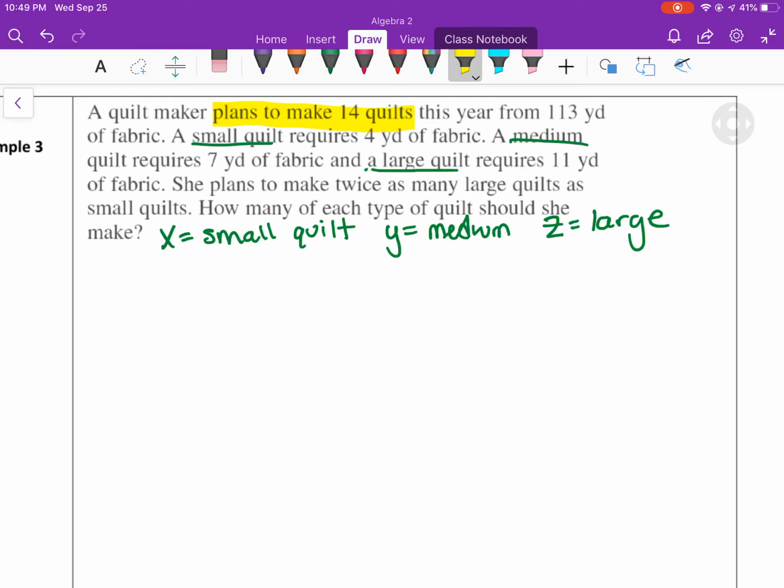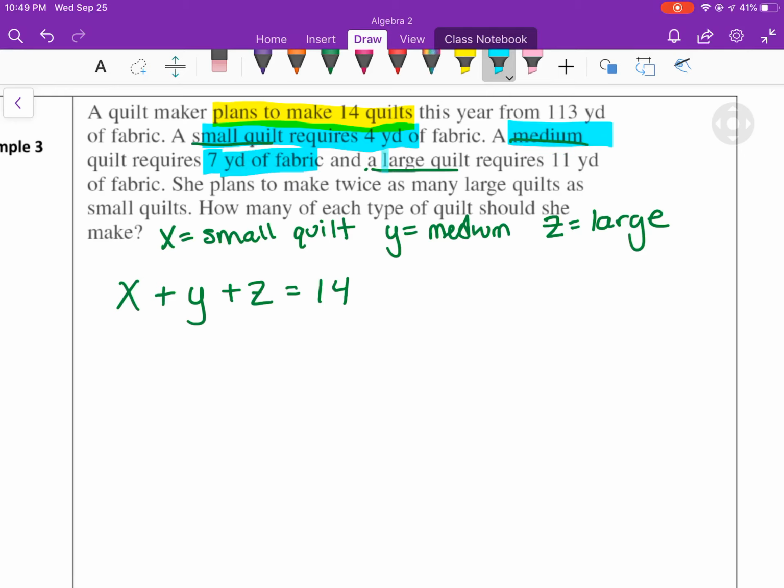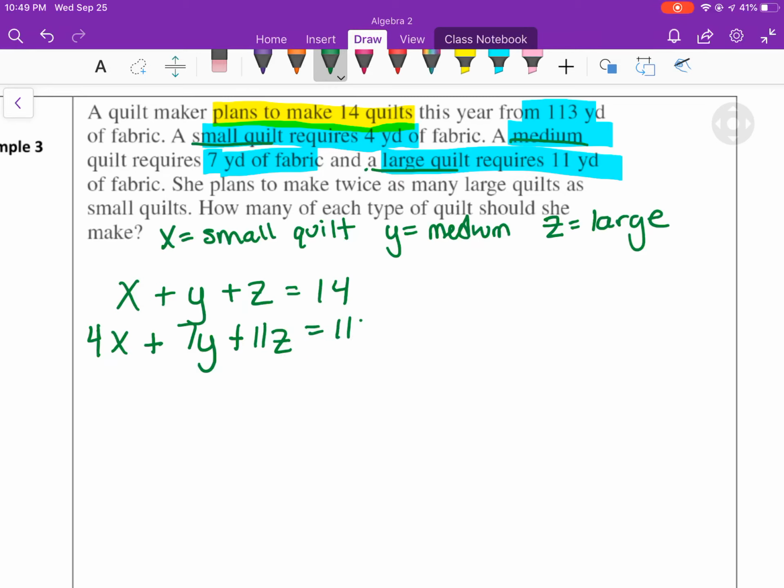So we know that they plan to make 14 quilts. So that's our first equation. All together, small plus medium plus large, I'm making a total of 14 quilts. And then we know that the small quilt requires 4 yards, the medium requires 7 yards, and the large requires 11, and we're using a total of 113. So 4 yards of fabric per small, 7 yards of fabric per medium, plus 11 yards of fabric per large, and I'm using a total of 113 yards. So those are my first two equations. Hopefully those are making sense.